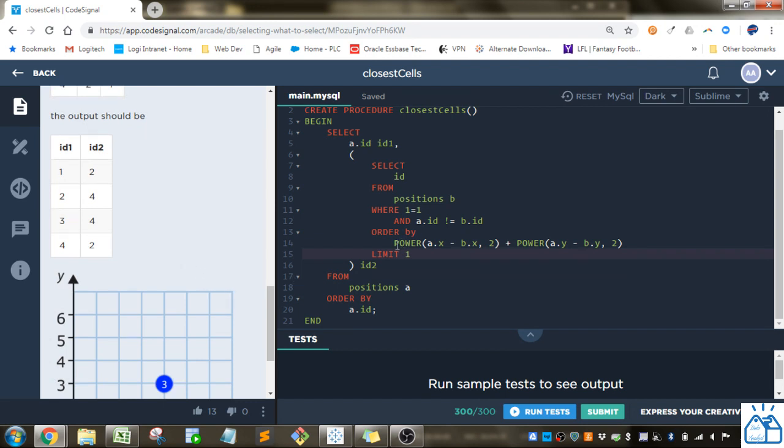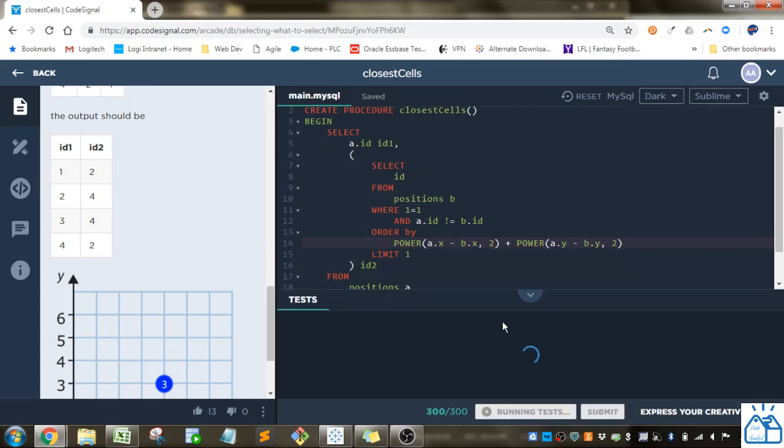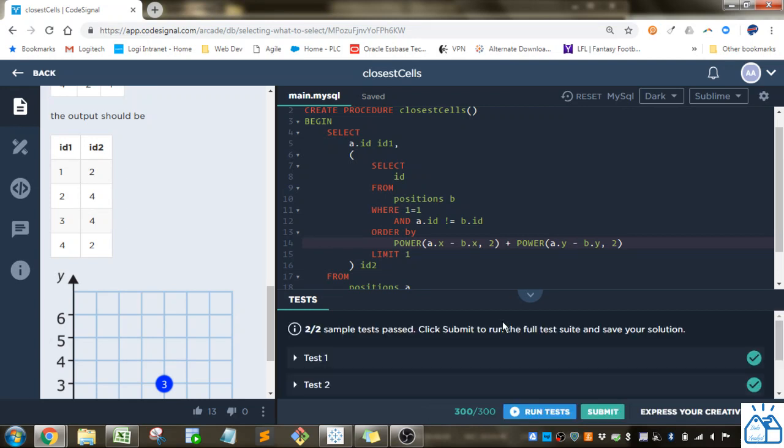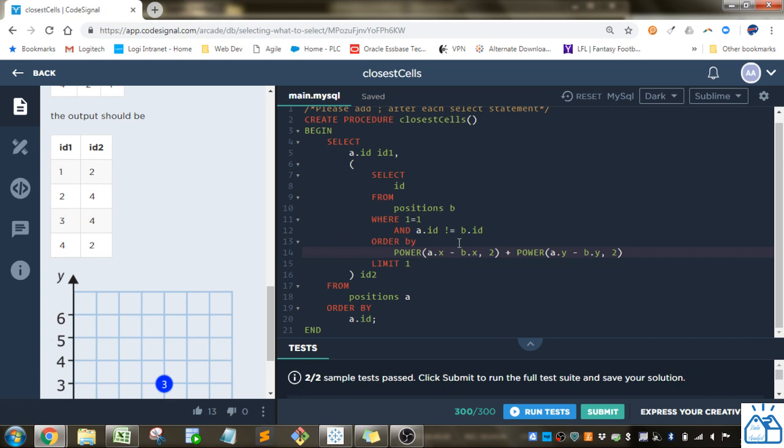I don't need the square root. You could put it in here if you wanted to, but we just need some way to order them by distance. So if we go ahead and run that, we'll see that that is the correct answer. So that is how you can find the closest XY coordinate to one ID to the other in the same table.